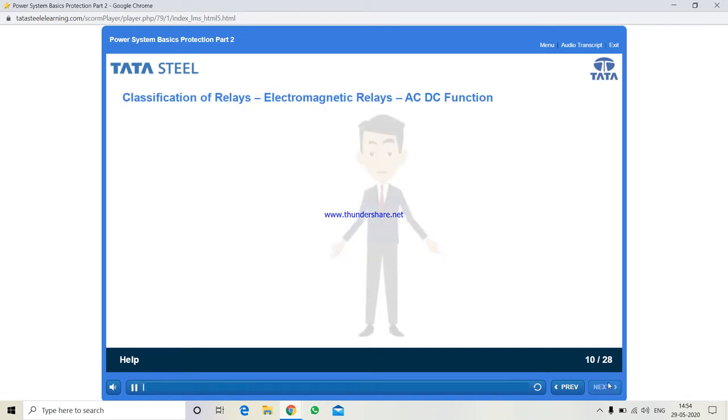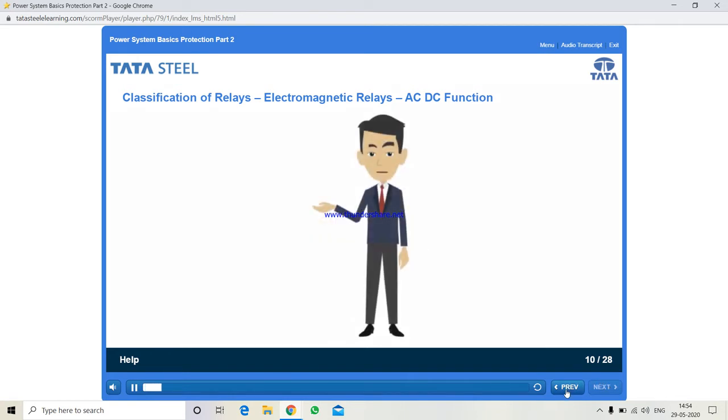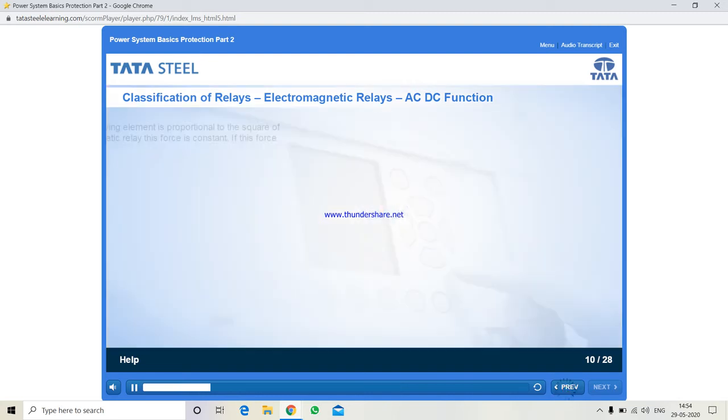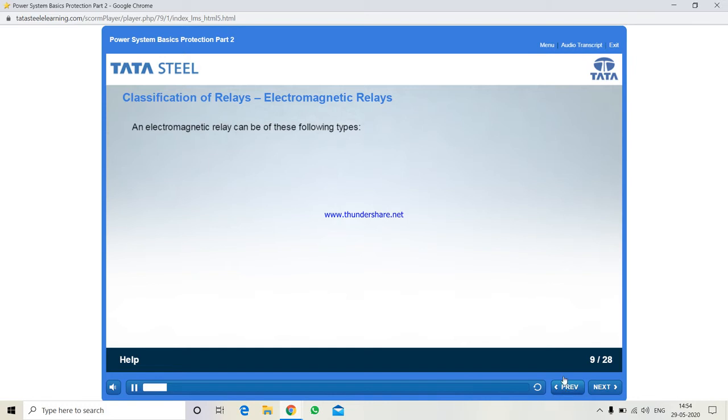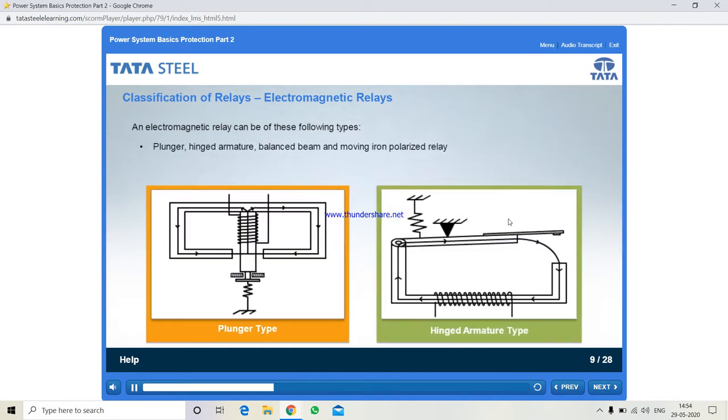We have learned that the simplified types of electromagnetic relays respond to AC and DC as well. Let us see how. An electromagnetic relay can be of the following types: plunger, hinged armature, balanced beam, and moving iron polarized relay. These are simplified types.